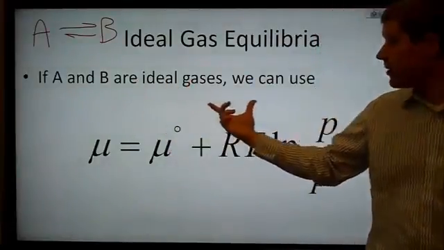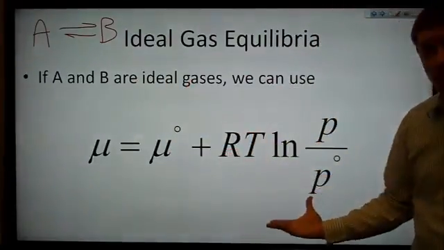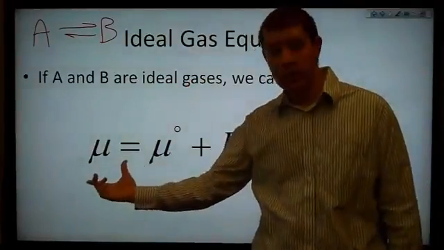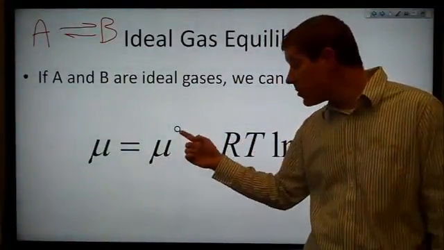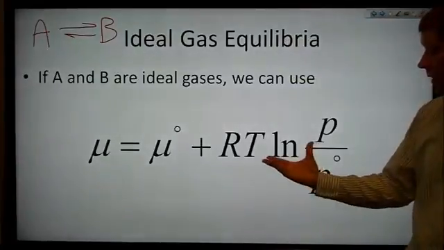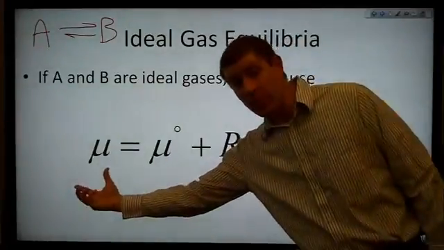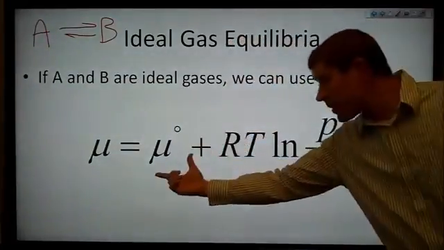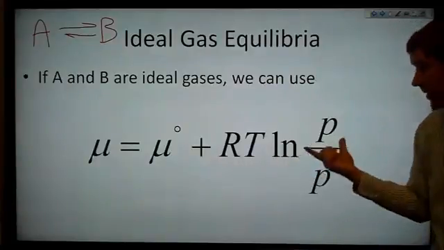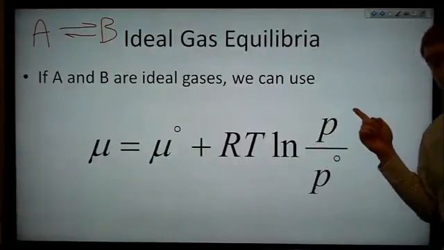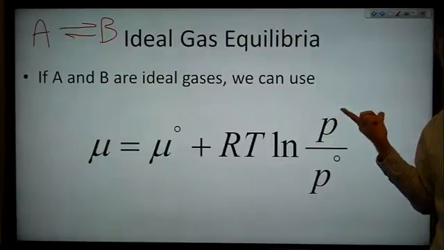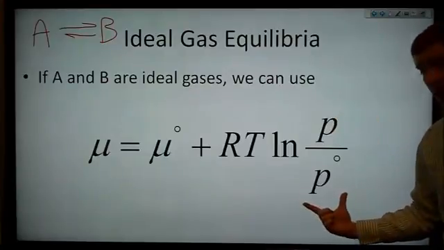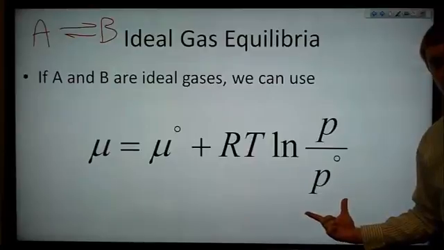If A and B are both ideal gases, then we can use this equation. The chemical potential of our substance, either A or B, in the mixture is equal to the chemical potential of that substance when it's pure, plus R times T times the natural log of the pressure of that component, A or B, in the mixture divided by the pressure of that component when it's pure.